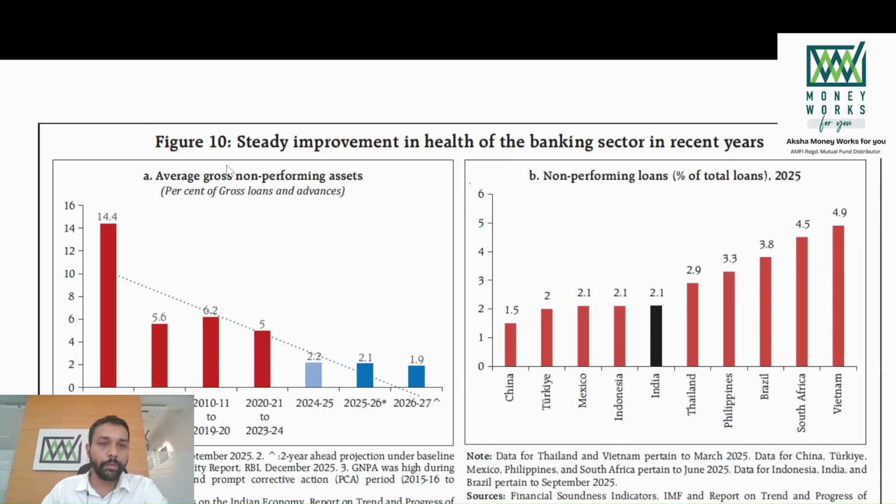The gross NPA data: gross NPA is the non-performing asset before we consider any provisions and all those things. The average gross NPA is about 1.9, currently 2%, and 2.1 for FY26. Next year the NPA is expected to be reduced to 1.9. So the expectation is good that the NPA assets will decrease.